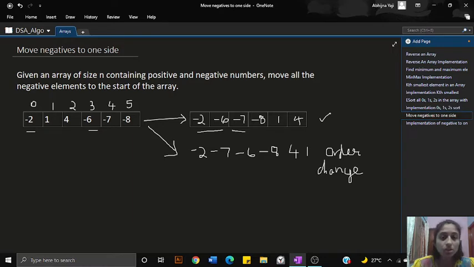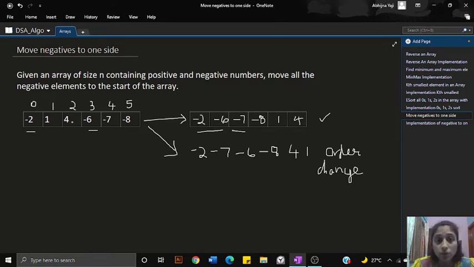Okay, so we'll see how to do it both the ways. First we'll see with order being changed, we don't care about the order, and the second method we'll see is the order is maintained.